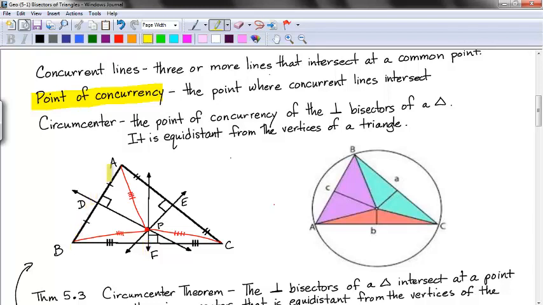If you look at AB, the perpendicular bisector of AB is this line, okay? And then if you look at AC, the perpendicular bisector is this line, okay? Now, the point where all three of those intersect is called the circumcenter. So, out at the side, label that. Point P is the circumcenter.